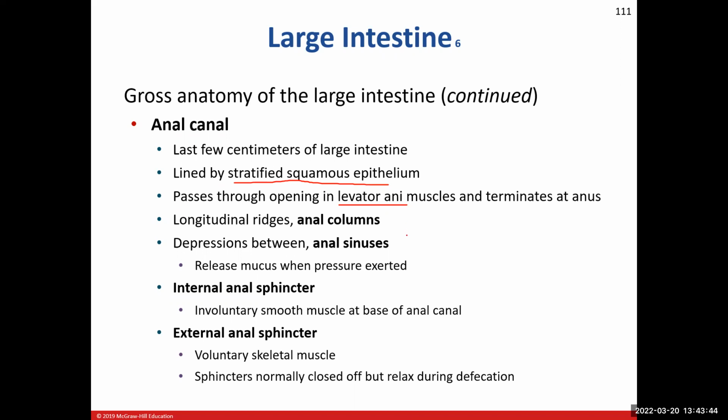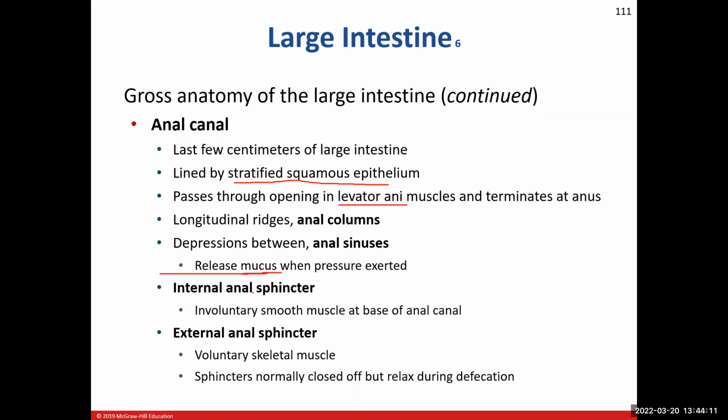Inside the anal canal, you will see what we call anal columns and anal sinuses. The columns are these ridges there, and then in between the ridges are the depressions known as the anal sinuses. And of course, we're going to have lots of mucus-producing tissue there. Again, mucus, its primary job is to decrease friction and offer lubrication.